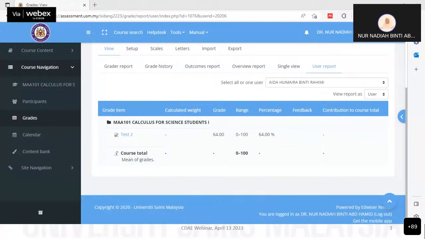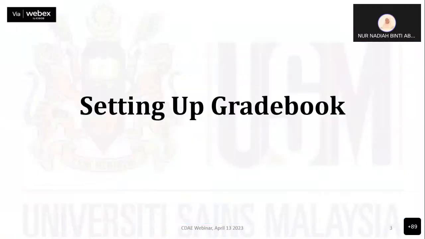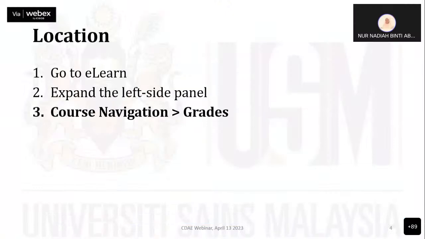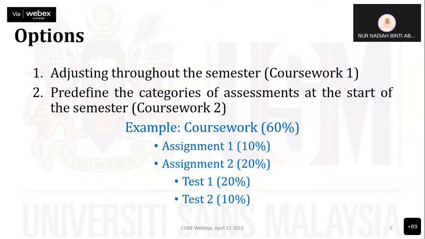Okay, so back to my slides. The location is the left side panel, course navigation, grades. There are 2 options in setting up the gradebook. Option number 1 is we keep adjusting throughout the semester. So I'm going to do this under the category coursework 1.